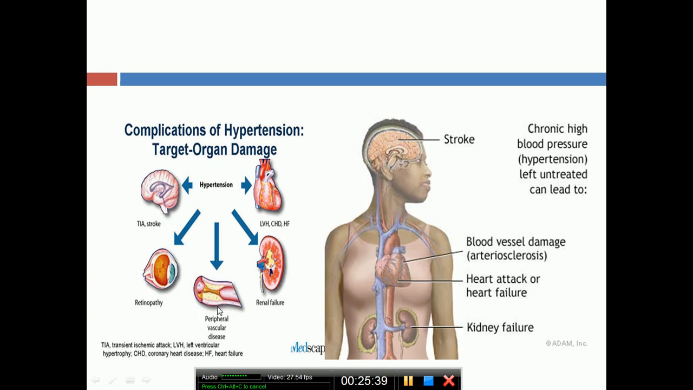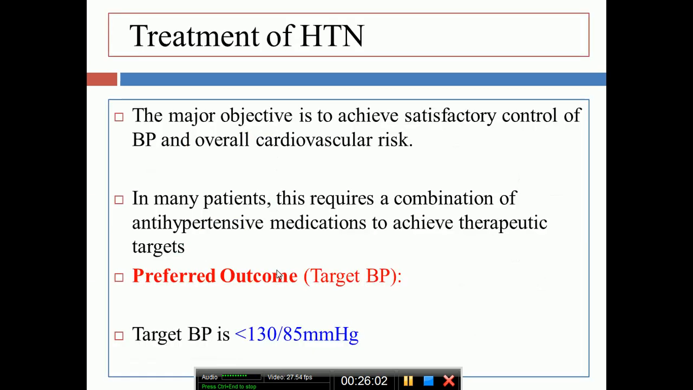Hypertension can cause peripheral vascular disease. It can cause continuous constriction of the vessels, and it can damage the kidneys as well. There are two major causes of renal failure. One is diabetes, the other is uncontrolled hypertension.